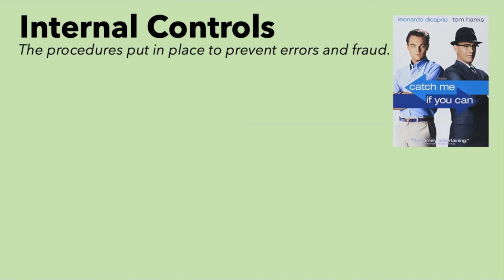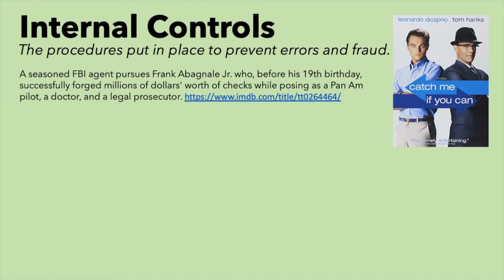Now, one of the most interesting movies to watch, if you're interested in film, with regard to check fraud, is Catch Me If You Can. This film is about a seasoned FBI agent who pursues Frank Abagnale Jr., who before his 19th birthday successfully forged millions of dollars worth of checks while posing as a Pan Am pilot, a doctor, and a legal prosecutor.